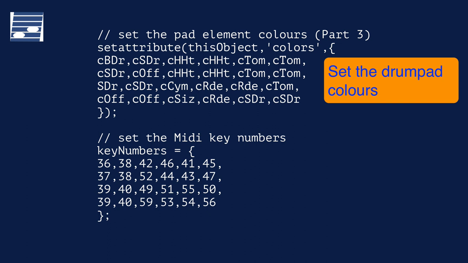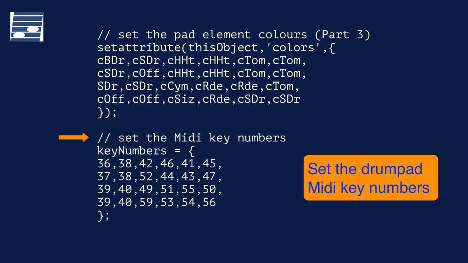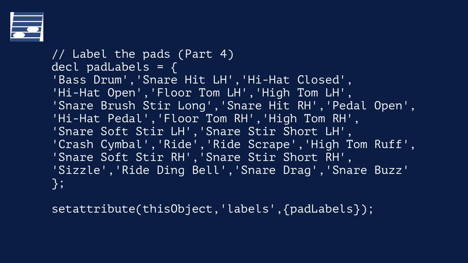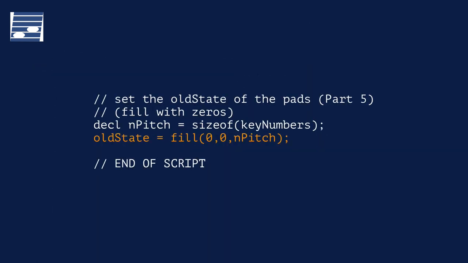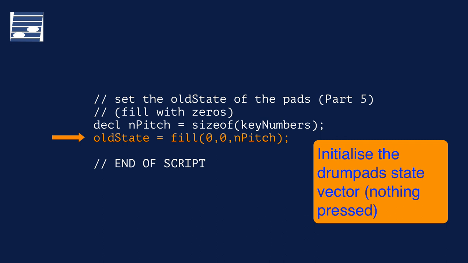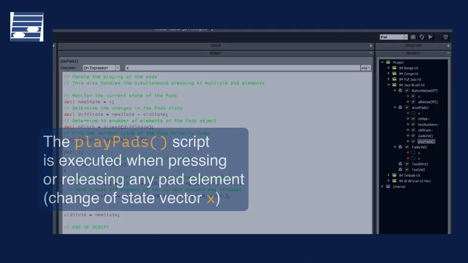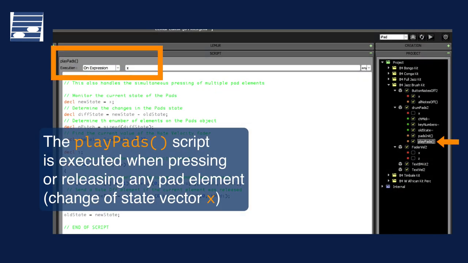We assign these color definitions to the pad elements. I use consistent and meaningful variable naming. Again, we have to provide the set of MIDI key numbers for this drum kit. This section of code defines and assigns text labels to the pad elements. The script closes with the initialization of the matrix state vector by setting all pad values to 0, the not pressed state. The play pads script is triggered when we press or release any of the pad matrix elements.